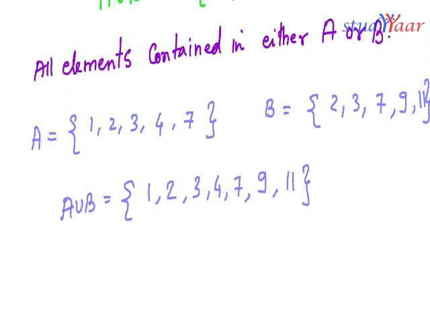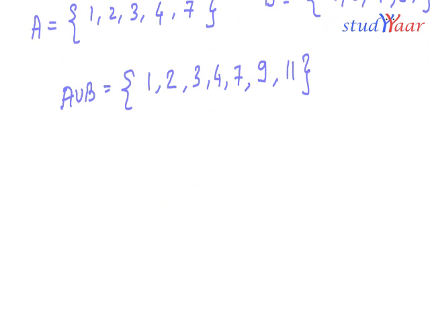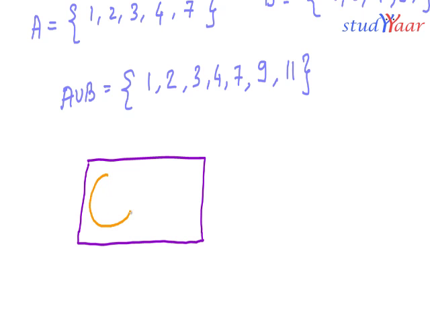I can also represent a union with the help of a Venn diagram. A Venn diagram looks something like this. Let us suppose this is my universal set, and let us suppose this is my A and this is my B. Let us call this A, let us call this B, and this is my universal set.